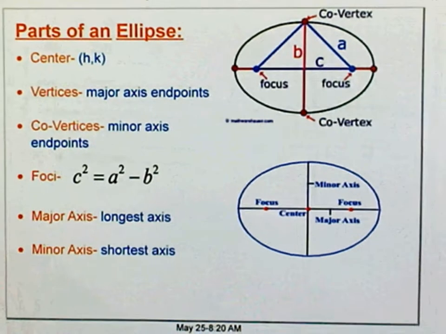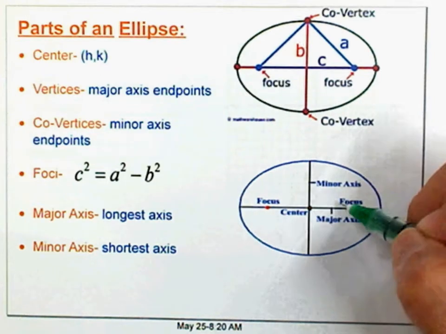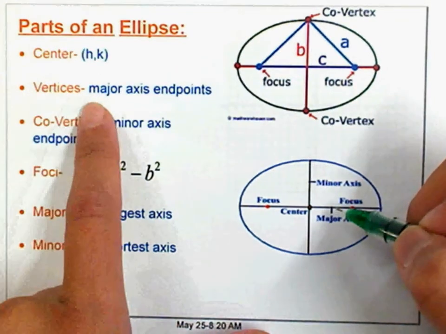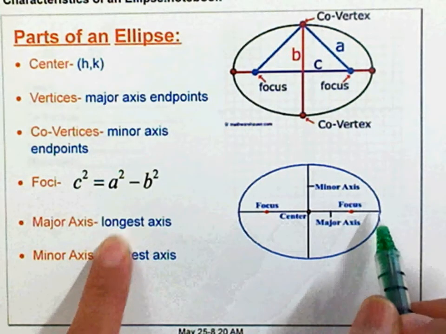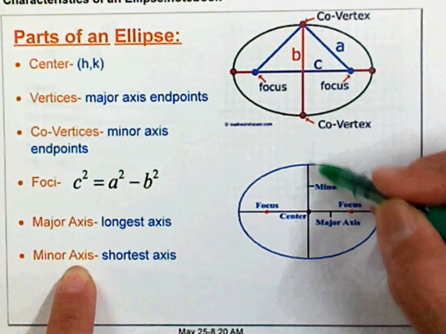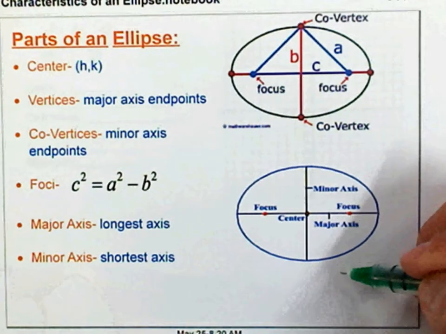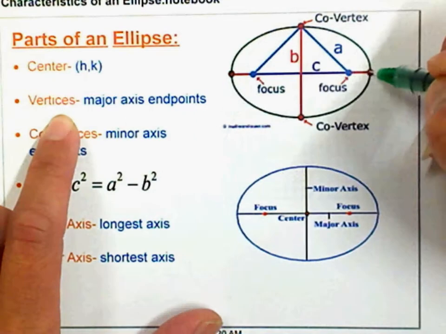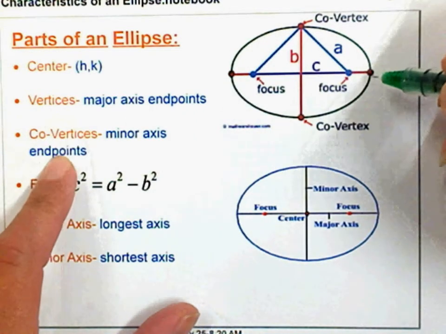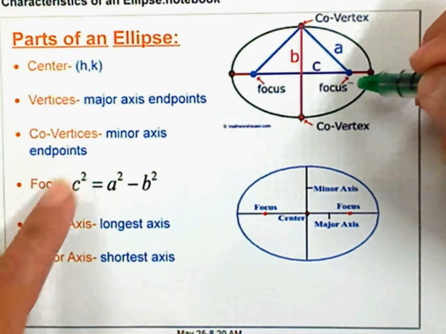Please write down these notes, okay, as I explain them to you. As you all know, this is your center, okay, where the axes are. Go on to the next part, major axis, that is your longest length. Shortest axis is called the minor, as you can see, not necessarily X or Y. Vertices are the endpoints of your longest. Co-vertices are the endpoints of your shortest axis.